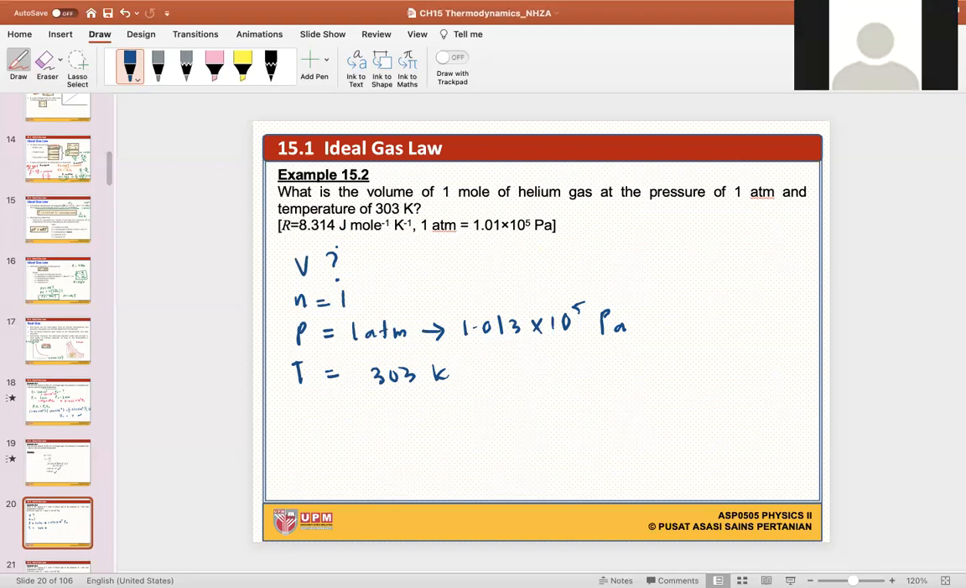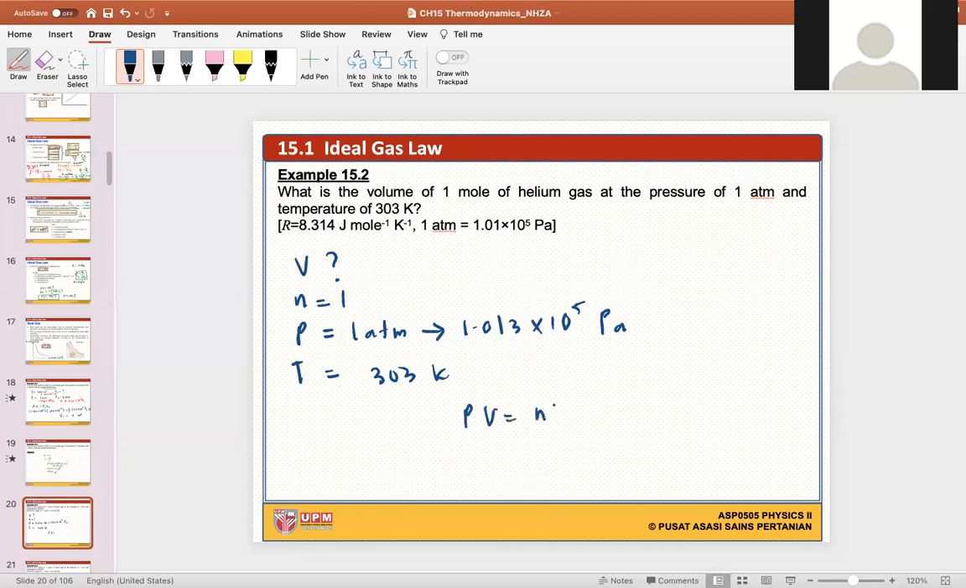PV equals nRT. Why is there no P1 V1 equals P2 V2, going from one state to another? Because it didn't state that P or T or V is constant. Okay, that's right.